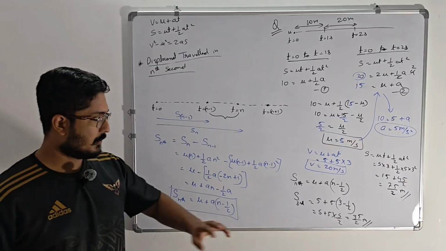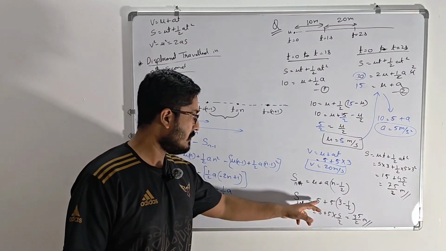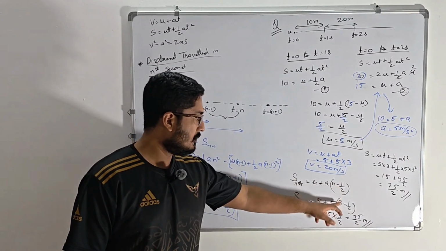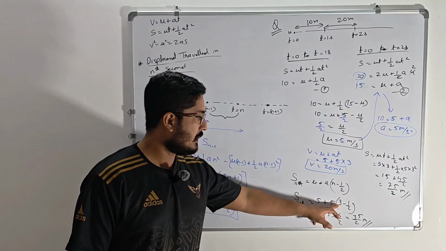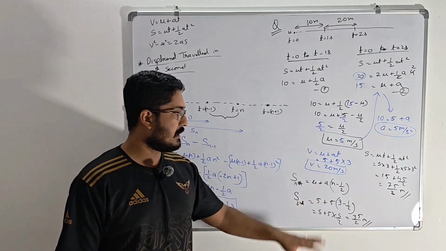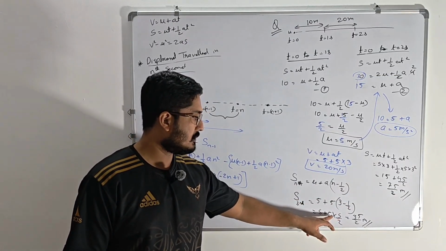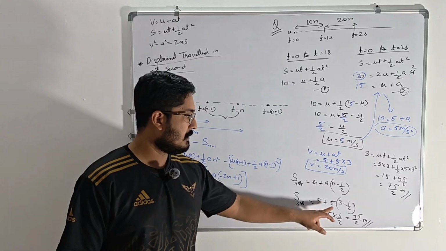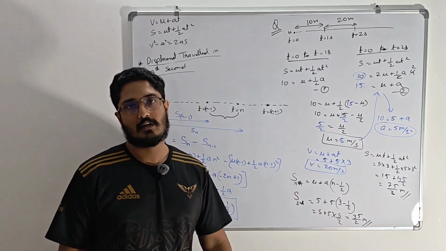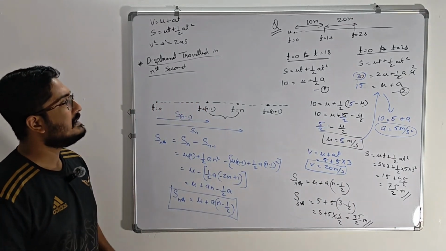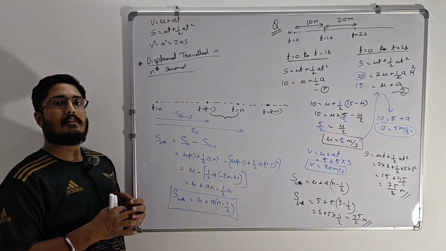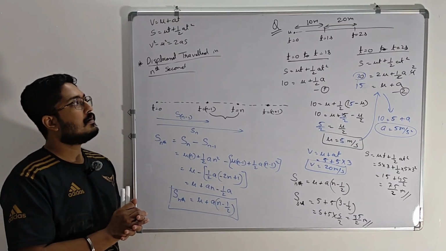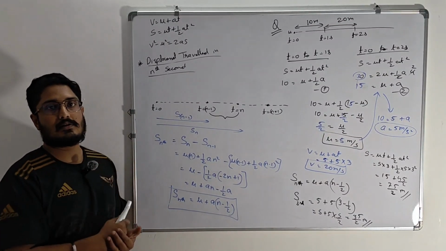So let us make sure that calculations are correct. You can also check it. 5 plus 5 into 3 is the time, third second I want, minus 1 by 2. So 6 minus 1, 5, 5 by 2. Yes, 25 by 2, it will become 10, 10 plus 25, 35, 35 by 2. That's it. So these are different ways of finding the required data for uniformly accelerated motion questions.